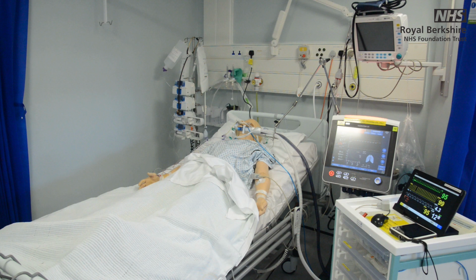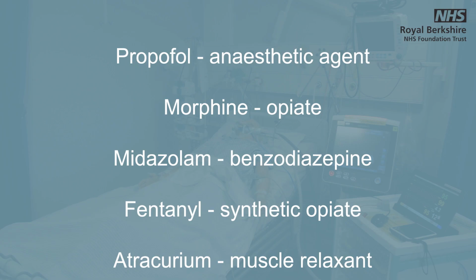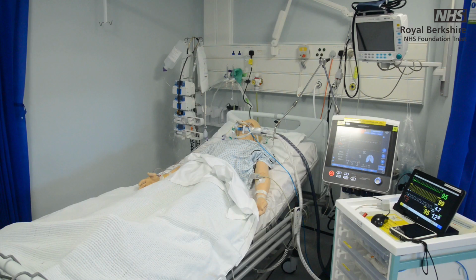Drugs. Commonly used drugs for sedating patients include propofol, an anaesthetic agent, morphine, an opiate, midazolam, a benzodiazepine, fentanyl, a synthetic opiate, atracurium, a muscle relaxant. Each trust may use a slight variation of sedation. Check your local guidelines. For some ITU patients, an infusion of muscle relaxant may be required to aid ventilation.